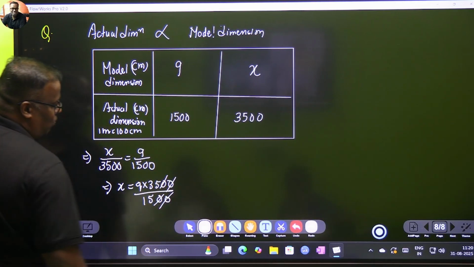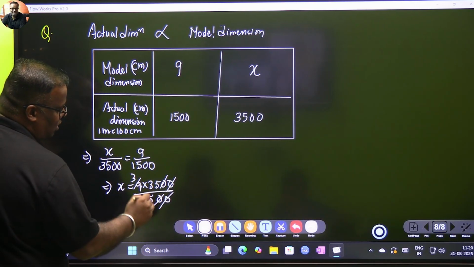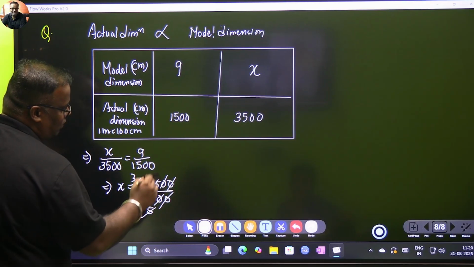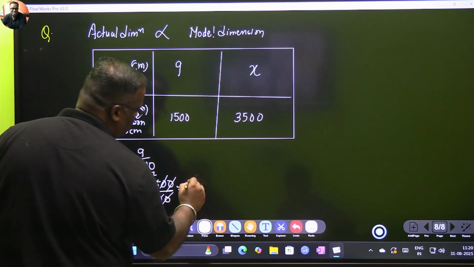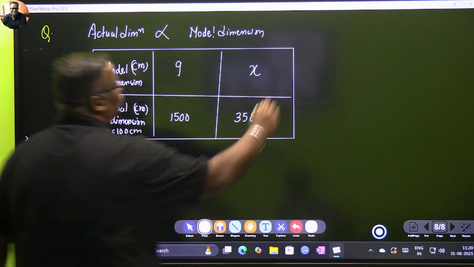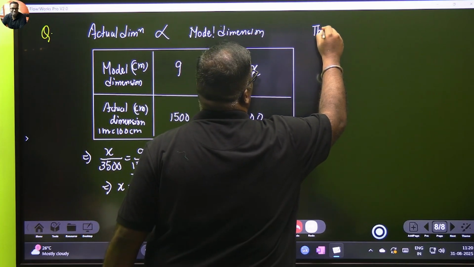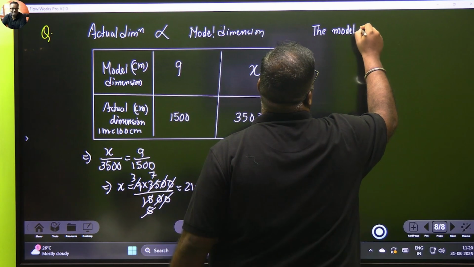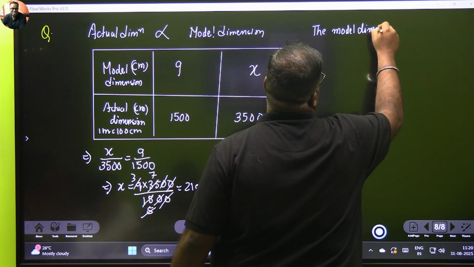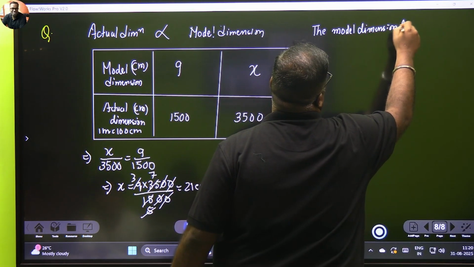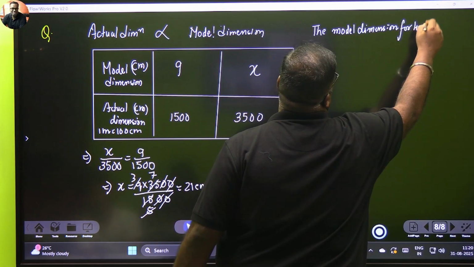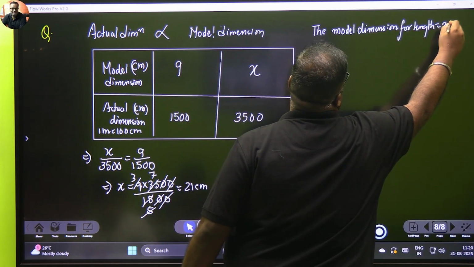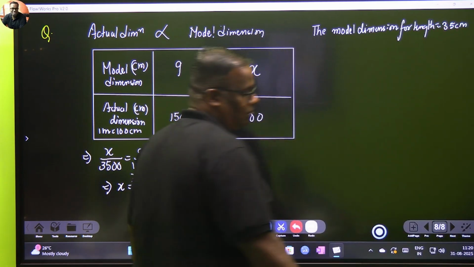This is X by 1500. So this goes away. 3 threes are 9, 3 fives are 15, 5 sevens are 35, which is 21 centimeters. So we will write this. The model dimension for length is equal to 21 centimeters. That's it.